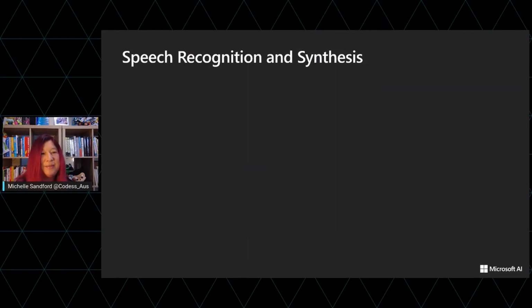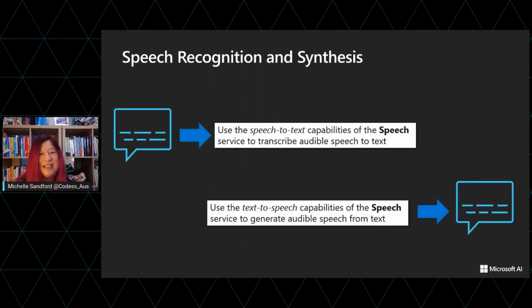Okie dokie, speech recognition and synthesis. So you can use speech to text to transcribe audible speech to text, and you can use text to speech to generate audible speech from text. So the bottom one is like, maybe Stephen Hawking or someone like him is not able to speak, but they are able to type. Then what they type on the screen then comes out as speech.